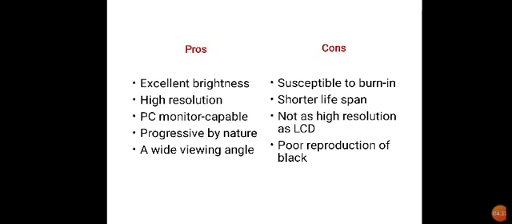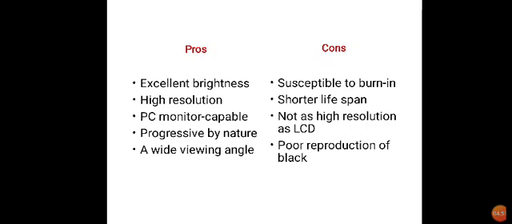Then the second one comes as high resolution. Plasma TV displays provide better resolution, which is at least 720 pixels, or sometimes they also provide a resolution up to 1080 pixels, than the LCD TVs, right?